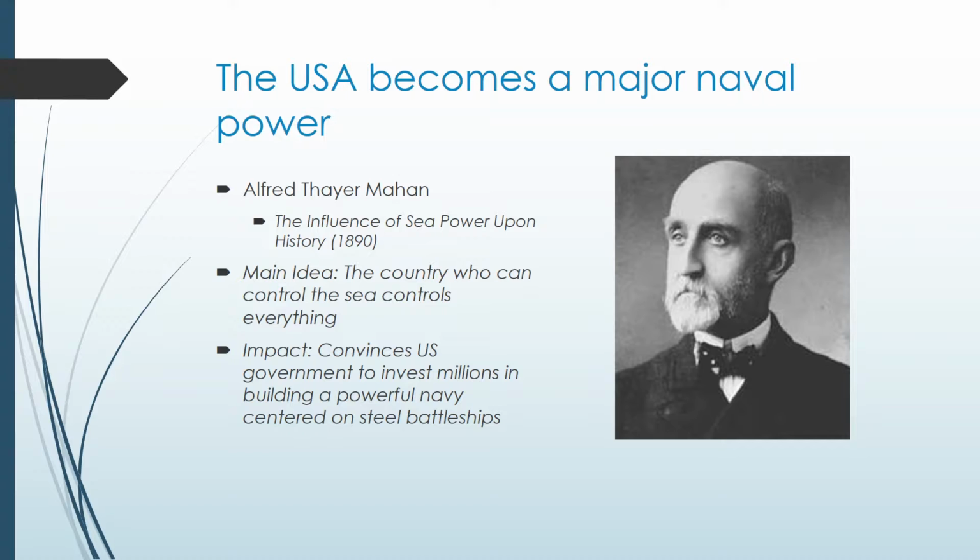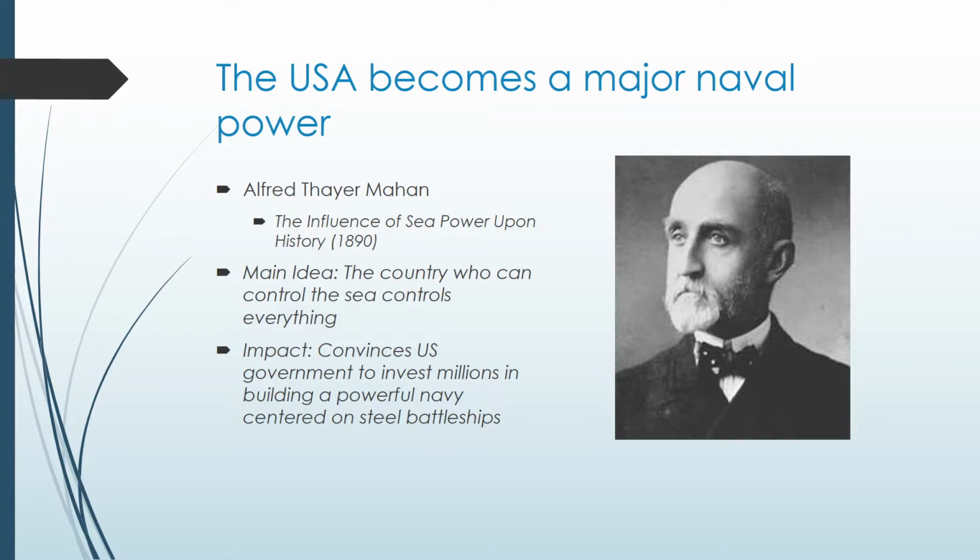His name is Alfred Thayer Mahan, and he wrote a book called The Influence of Sea Power Upon History. And the main idea of this book was that whatever country can control the sea controls everything. If you have the biggest navy in the world, then you are in charge of the world. You run the world. And he talked a lot about Great Britain and how the British were able to set up a huge empire because they had always had the biggest navy.